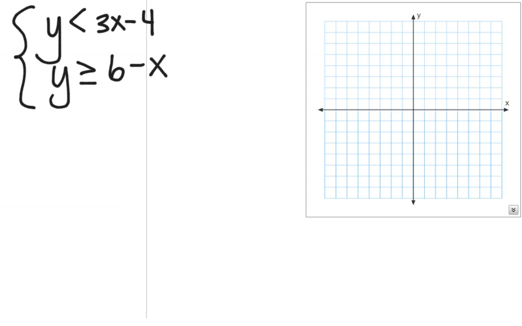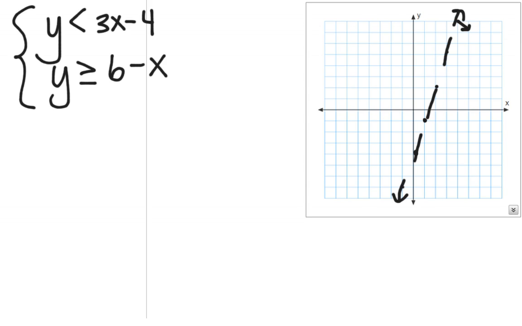We do, of course, want to make sure we're solved for y, which we are, and find my y-intercept, which in this case, for the first one, is negative 4. Count up 3, right 1. Continuing counting up 3, right 1 again to give myself a nice little basis. It says it is less than, so we're going to draw a nice dashed line. Less than means we're going to shade below.